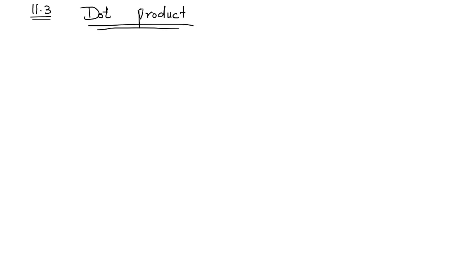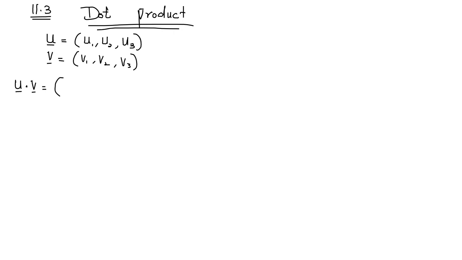Okay. Dot product: how can you define it? What is the definition? In simple words, suppose you have vector u with components u1, u2, and u3, and vector v with components v1, v2, and v3. How can you make the dot product of these two vectors? The dot product of (u1, u2, u3) and (v1, v2, v3).